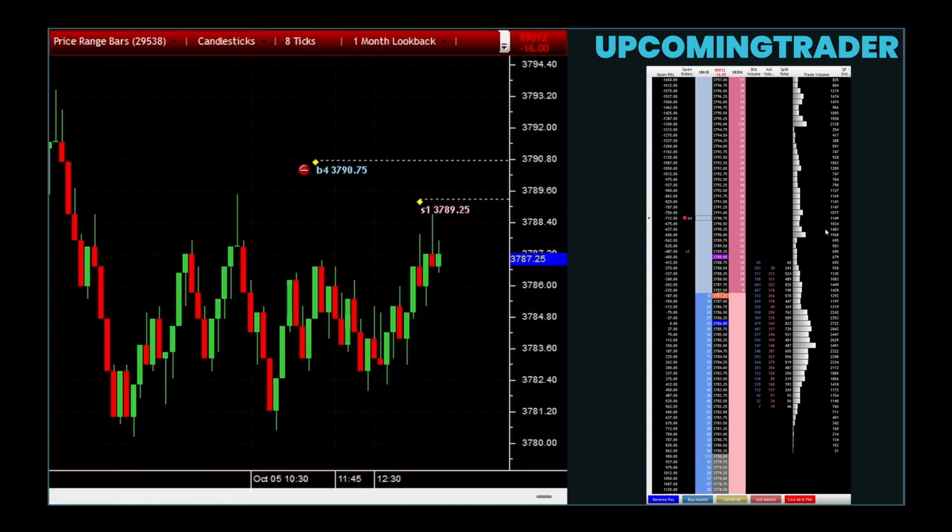Each type of gap carries different implications for the market's direction and investor sentiment, making the analysis of these patterns a valuable tool in the technical analyst's toolbox.